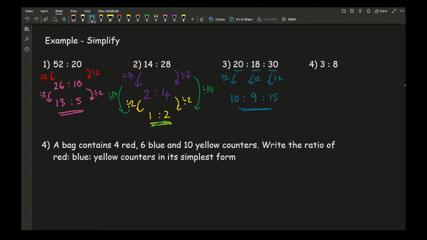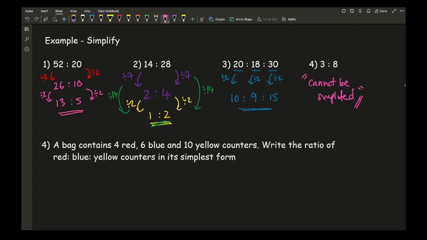And then finally, for question 4, we've got 3 to 8. So think to yourself, what number goes into both 3 and 8? Well, there isn't. So this one cannot be simplified. Now, would you get a question where it's asking you to simplify a ratio which cannot be simplified? Yes. So try not to automatically think, oh, I must simplify it because it's asked me to simplify it. It's just testing your understanding. So if a ratio cannot be simplified, always make sure that you write down that it cannot be simplified.